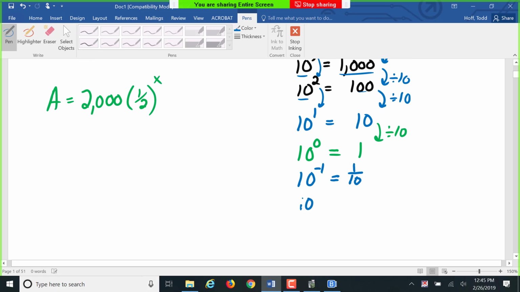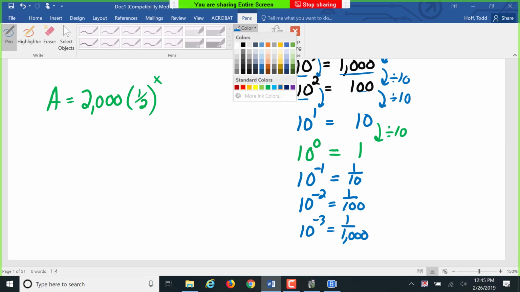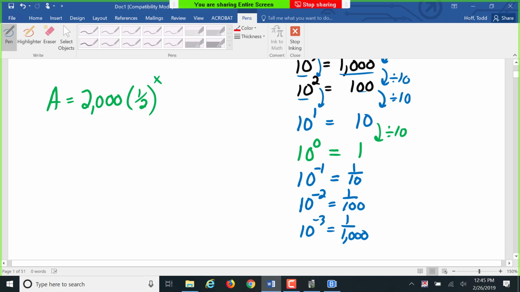Continuing, it would be 10 to the -2. 1/10 divided by 10 is 1/100th. 10 to the -3, 1/100th divided by another 10 would be 1/1000th. And you might notice a pattern developing here with those negative powers as well.